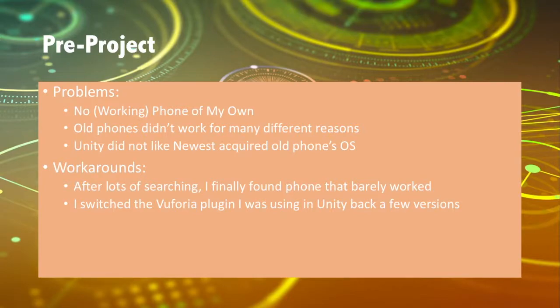So I had to try and track down an old phone, and most of them didn't work for several different reasons. And when I finally did find one, Unity didn't like my phone's OS, which is the operating system, because it was Android 4.1, which is kind of old. So for working around, I did find a phone, and after a lot of panic, I finally discovered that the problem was that my Vuforia plugin, which is the plugin that allows me to use augmented reality, was too new, and I needed to switch it back a few versions to get it to work.